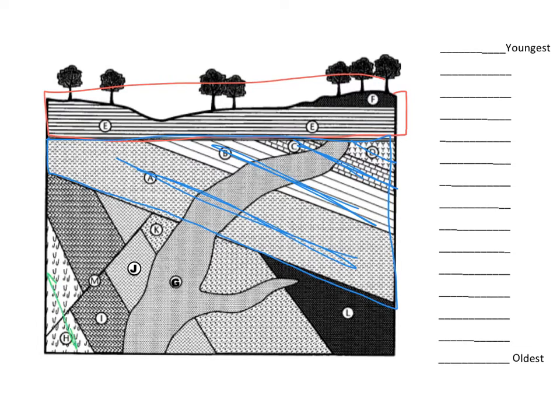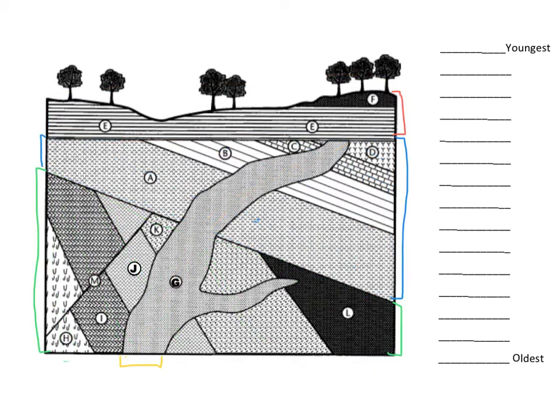We have another section of rock that was probably laid down horizontally and then greatly uplifted to make the bottommost section, the green section. And finally, we have this piece that cuts across most of the layers that represents an igneous intrusion.